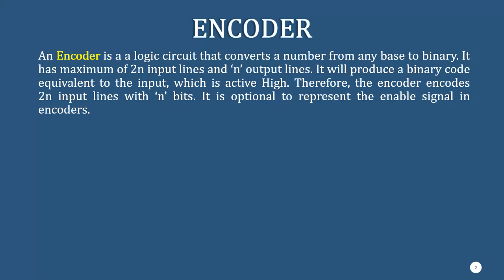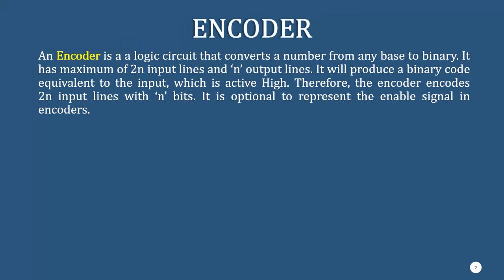converts from where to where? It converts a number from any base. So it can be octal, decimal, hexadecimal, any base, to binary. Binary, you know, is the system of two, that's 0 and 1. So it has a maximum of 2^n input lines and n output lines.